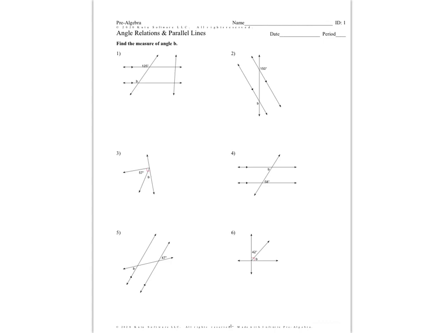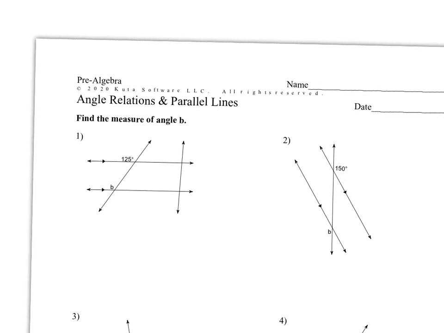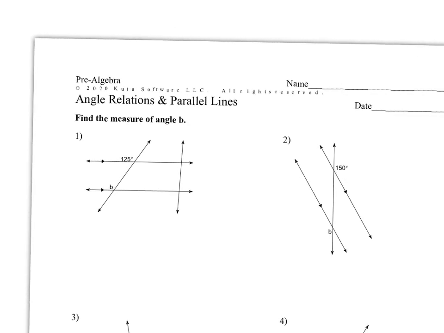Alright, let's go through this worksheet here. So if we're looking at number 1 here, these two angles, this angle B and angle 125, are corresponding. Corresponding angles are equal, so that means this one is 125 degrees.